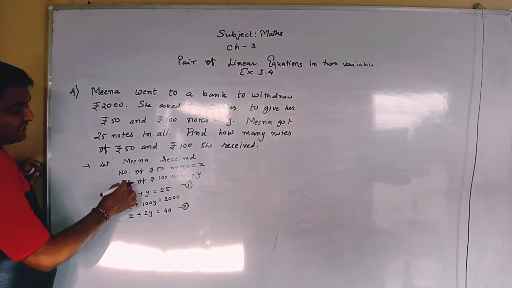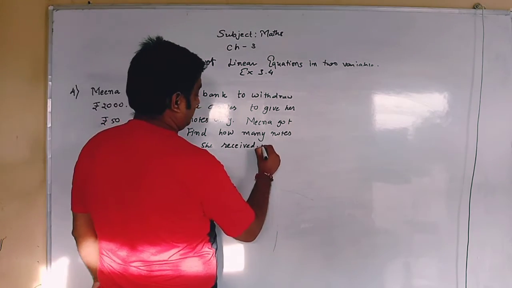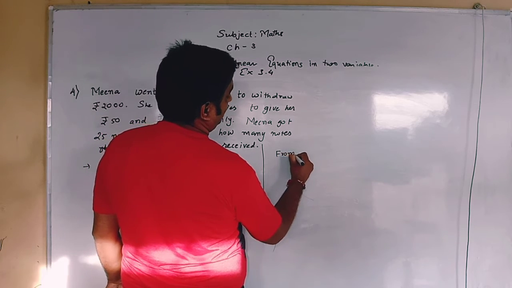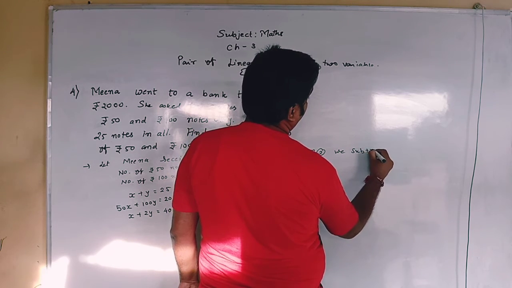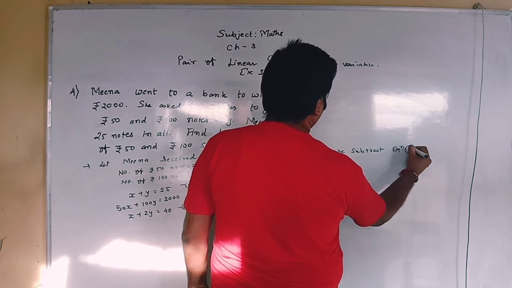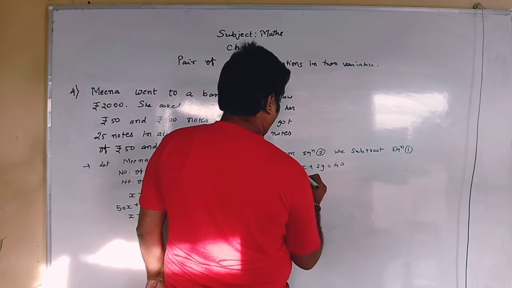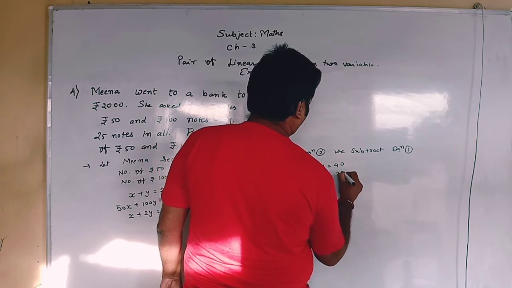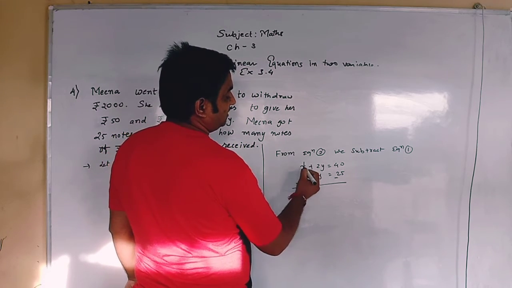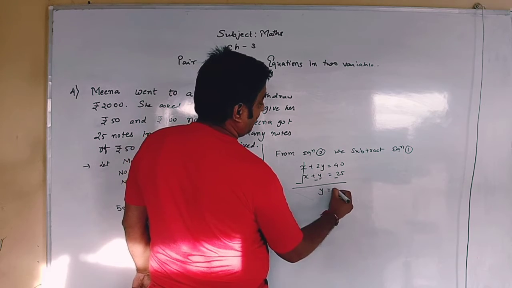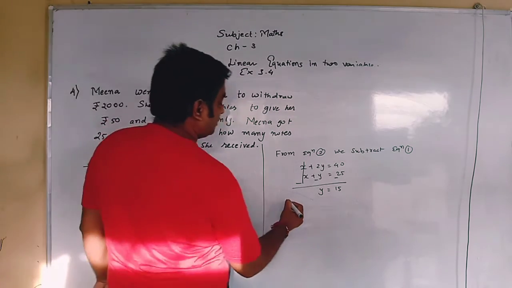Now here we can see that x has the equal coefficient and equal sign. So from equation 2, we subtract equation 1. Then x + 2y = 40 and x + y = 25. Then we subtract them, then x will be 0, 2y minus y, and 40 minus 25, 15. So y equals 15.